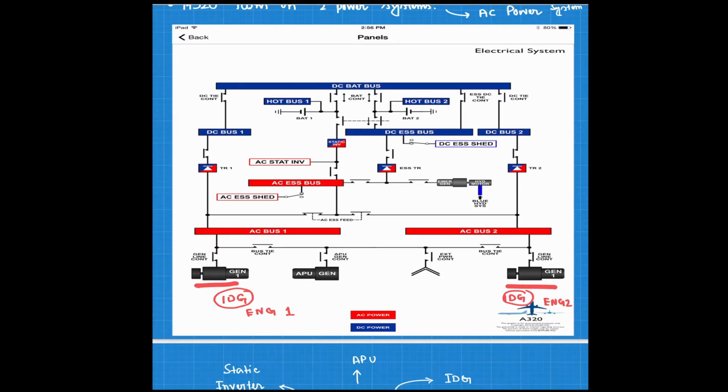This is a cross linkage. Why does it have a cross linkage? Because if generator 1 fails or generator 2 fails, basically if engine 2 fails or engine 1 fails, either side will take over the whole electrical supply. And if both generators are off, basically on the ground when the engines are not running, the APU will be supplying the power.